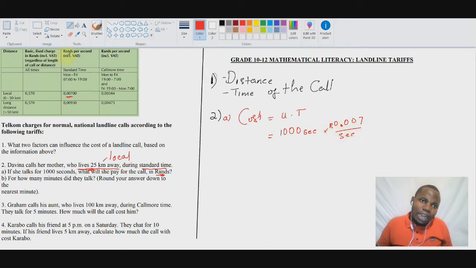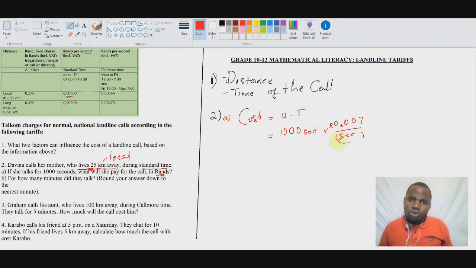Now underline here, you see that the tariff is in rands per second. That is important. If this is per second, and the time we were given is in minutes, the first step before you calculate is to convert it into seconds, because our tariff is in rands per second. If you are given a question that says a person speaks for 5 minutes, you have to convert the 5 minutes to seconds because our tariff is in seconds. Remember I told you it can be rands per minute. If it was rands per minute, we would have to convert the 1,000 seconds into minutes. All right, now we continue.